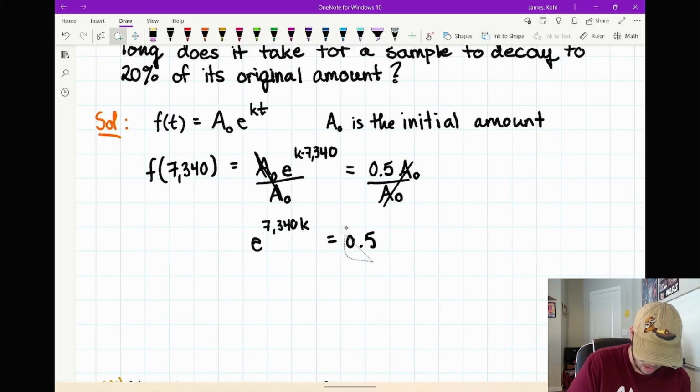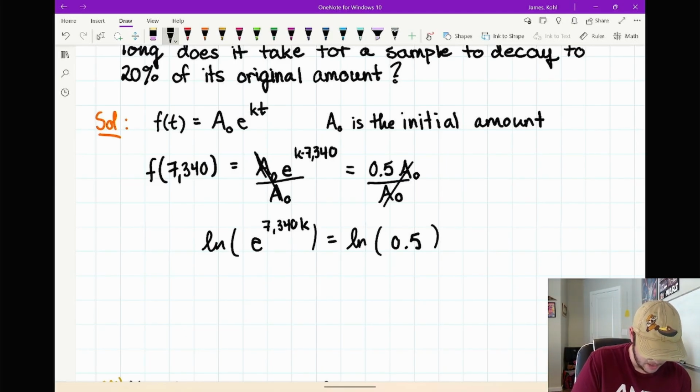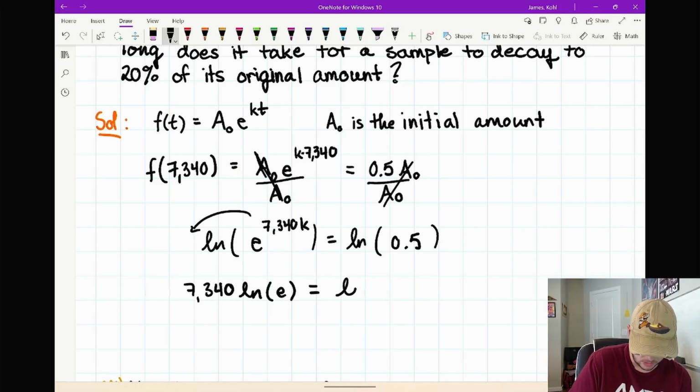We learned from our last video that to get rid of that exponential, I need to take the natural log on both sides. Make a little room here. So I take the natural log on both sides. And now I can bring this guy down to get 7,340k natural log of e equals natural log of 0.5.